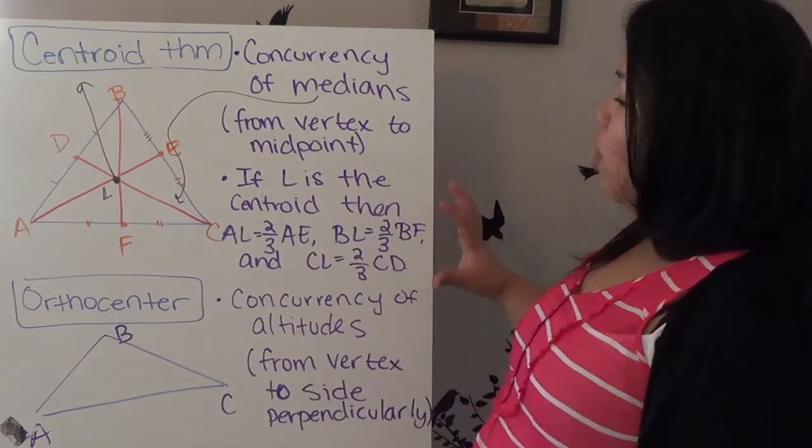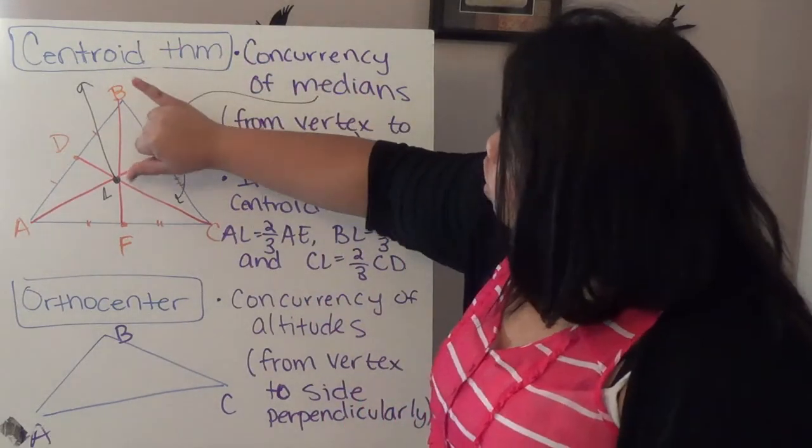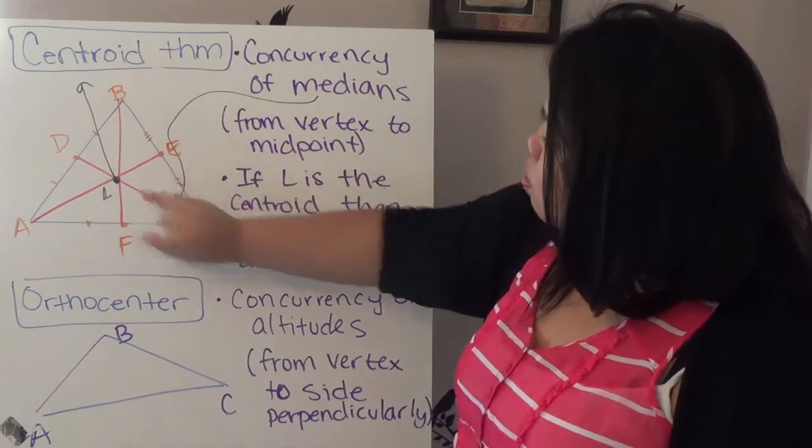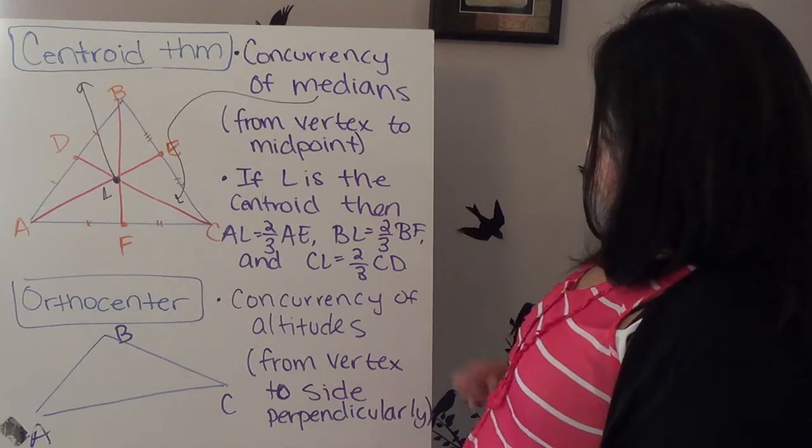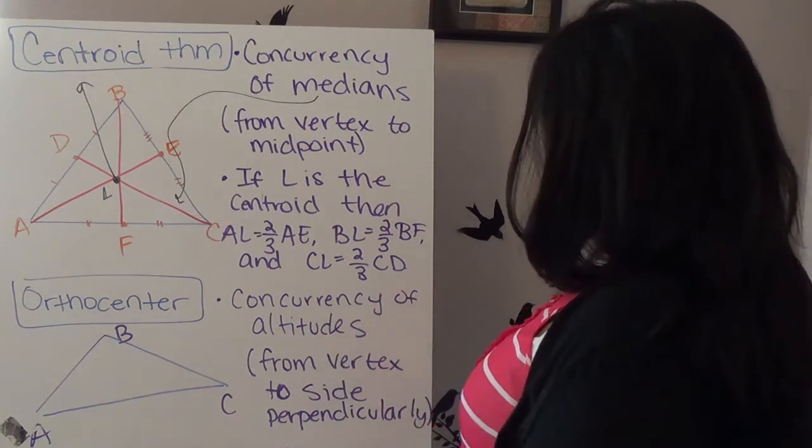So this is the more complicated one. The longer part is 3 times bigger than the smaller part. Alright? And that is a centroid. The orthocenter is the altitude.